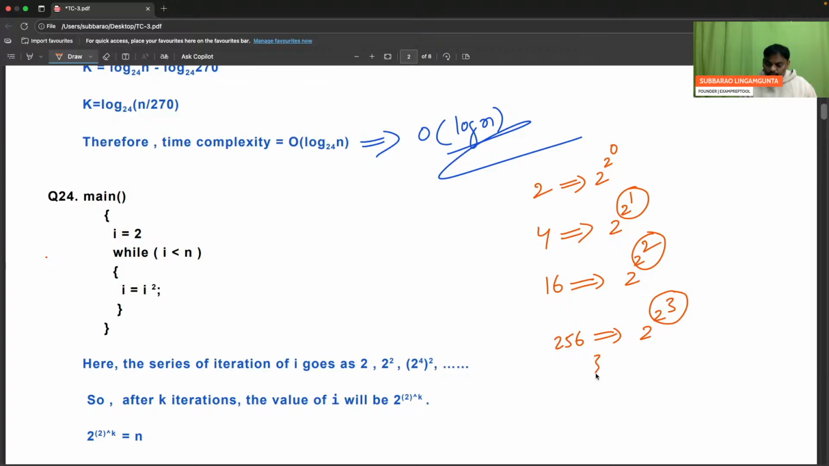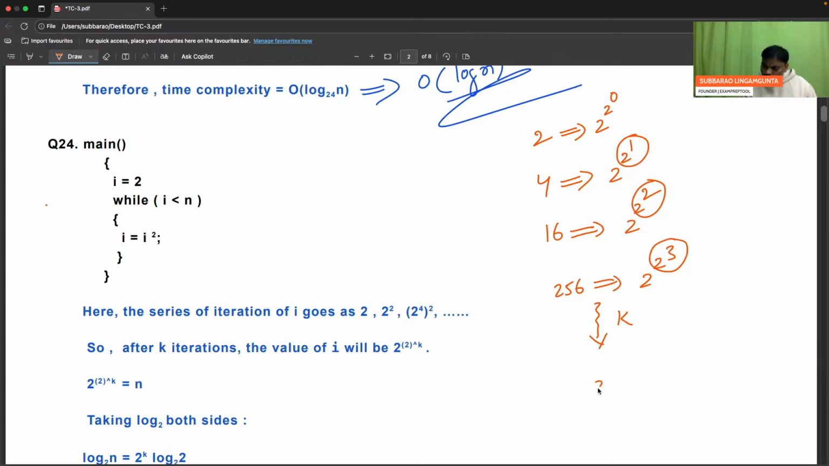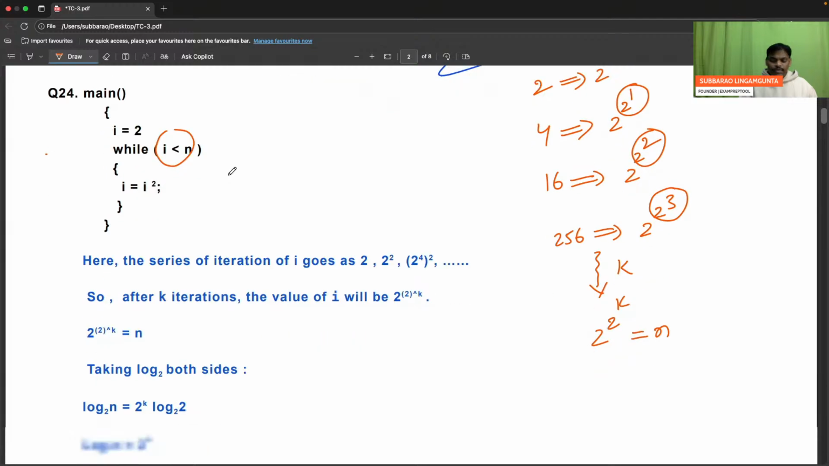If I do it k times, this became 2 power k. After increasing so many times, finally this became n. Equal to n, you can stop it.